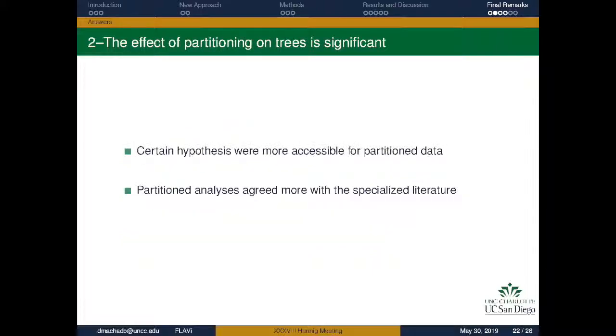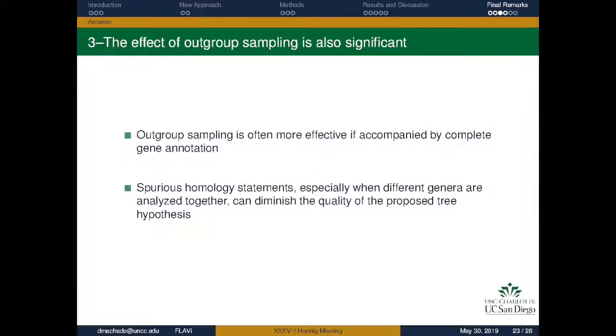The effect of partitioning on trees is significant, and certain parts of the tree space were more accessible for partitioned data that contained outgroups. Also, partitioned analysis agreed more with the specialized literature, providing resolution to uncertain branches, such as the relationship between Zika and dengue viruses. Outgroup sampling also had a profound effect on tree topology, although it requires complete gene annotation. Otherwise, spurious homology statements, especially when different genera are analyzed together, could diminish the quality of the proposed tree hypothesis.